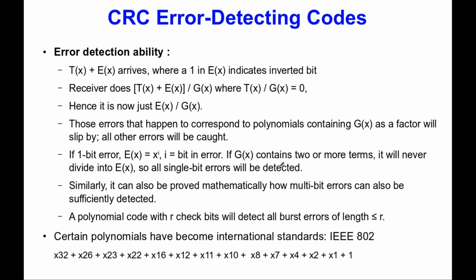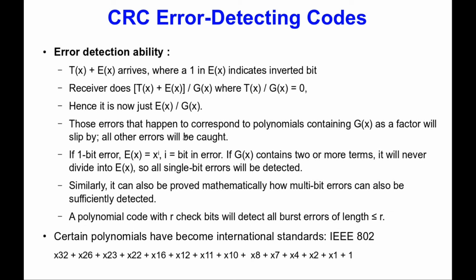Similarly, it can also be proved mathematically how the multi-bit errors can be sufficiently detected. Maybe there are some burst errors, 2 errors, some 3 errors, some 4 errors, and so on. They can as well be detected by a proper choice of Gx. Importantly, a polynomial code with r check bits will detect all burst errors of length less than or equal to r.